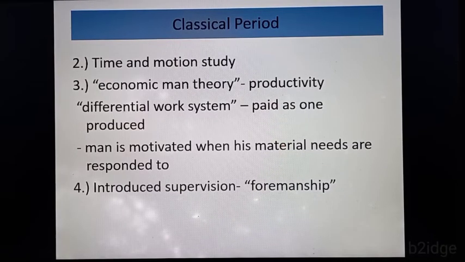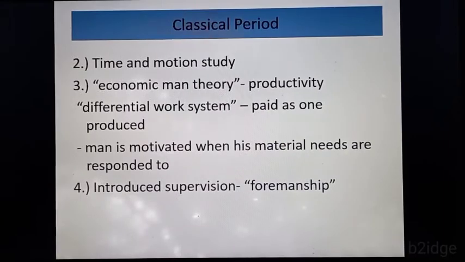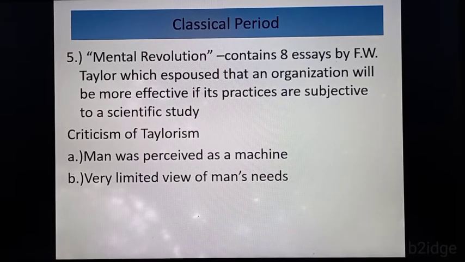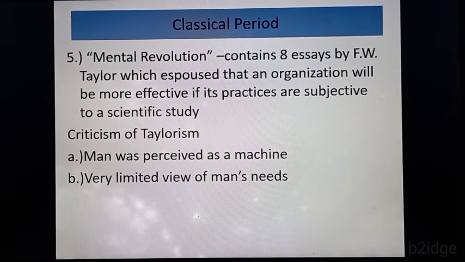Then man is motivated when his material needs are responded to. And then during this period, they introduced supervision or foremanship. And then fifth, there's the mental revolution. It contains 8 essays by Frederick W. Taylor, which espoused that an organization will be more effective if its practices are subjected to a scientific study. Then there were these criticisms of Taylorism, where man was perceived as a machine, and it's a very limited view of man's needs.